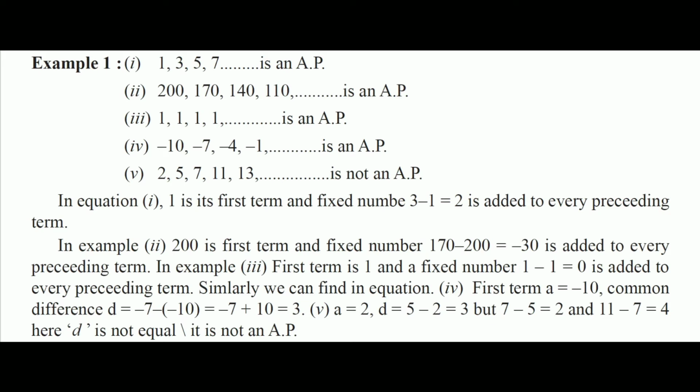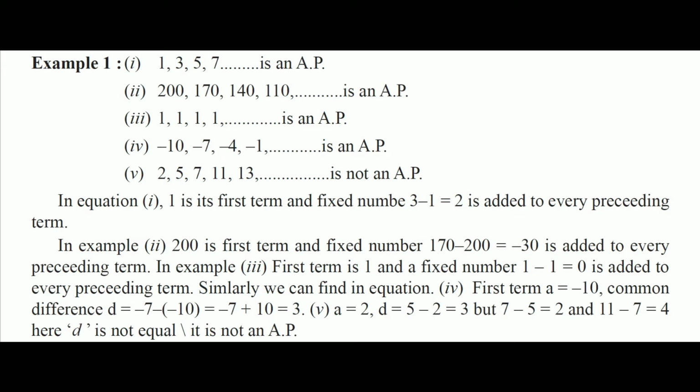Then we find the common difference by subtracting any of the two consecutive terms, preceding term from the succeeding term. Let us take the first two terms. We subtract 3 minus 1. It is equal to 2. So 2 is our common difference. Then each term of this sequence is obtained by adding 2 to the preceding term, like 1 plus 2 is 3, 3 plus 2 is 5, 5 plus 2 is 7, and so on. It means the first part is an AP.